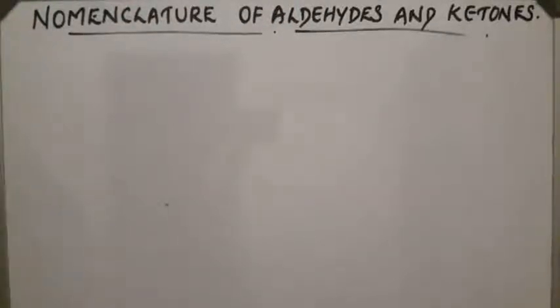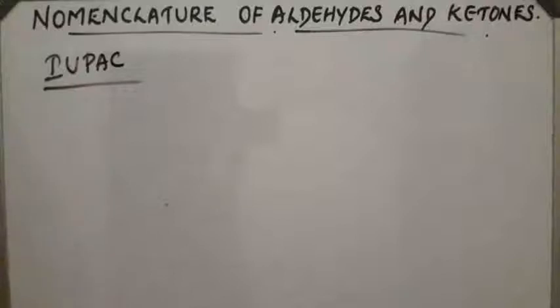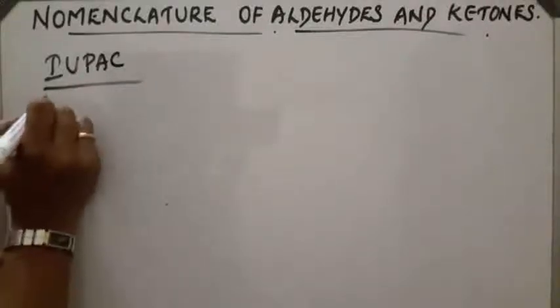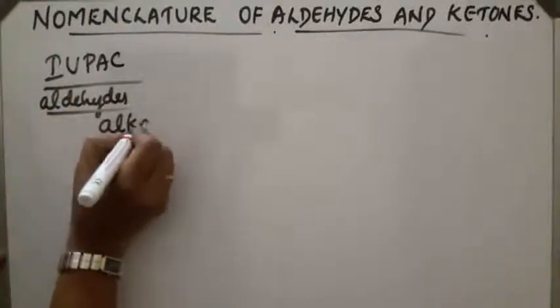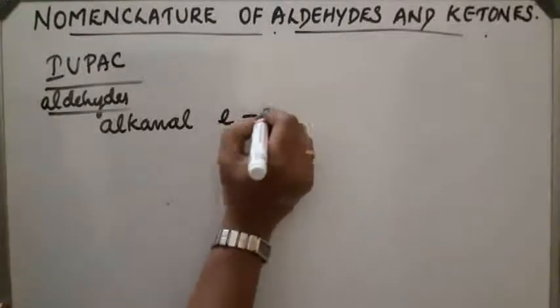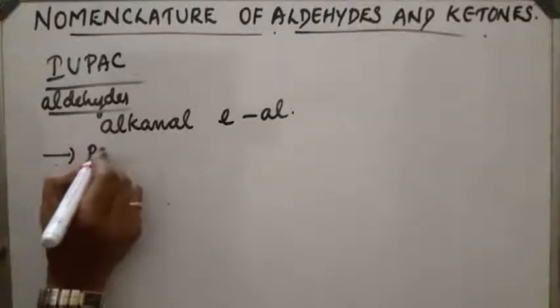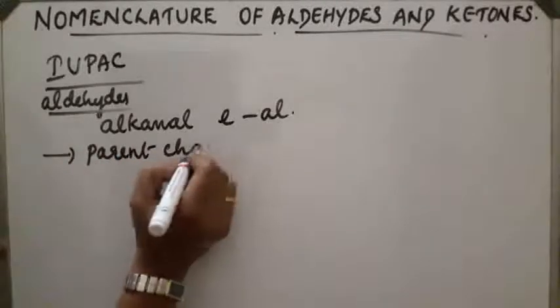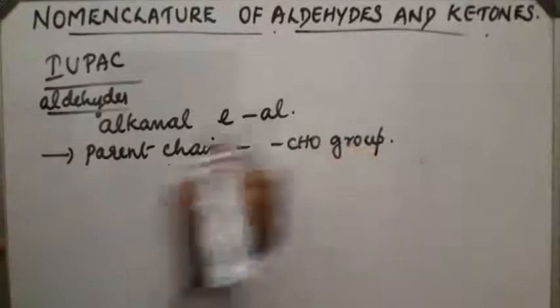Next, IUPAC naming of aldehydes and ketones. How can we name aldehydes first? Aldehydes are named as alkanal. Here, the e in the alkane is replaced by al. Next point: the longest chain containing the CHO group, the aldehyde group, is the parent chain.